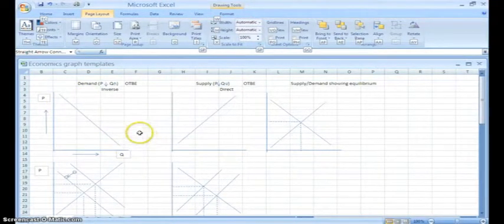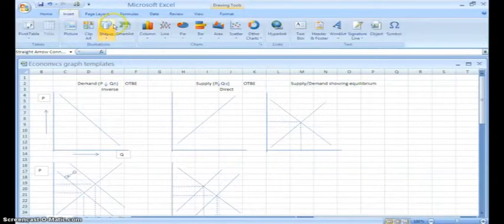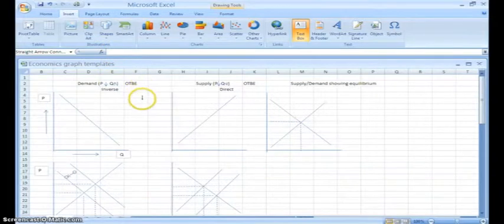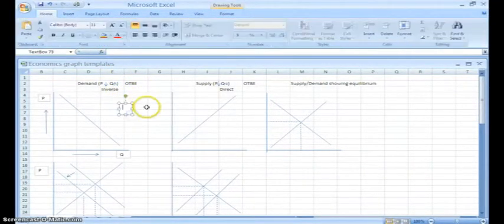Okay, and I used a text box to go in there and put price in there and quantity in there. This is an older version of Excel. You find the text box in shapes. You can find it on the newer versions too. I just clicked on one, and I could put that text box anywhere I want. I could put anything I want in there. Okay, so I just want to show you how that works.